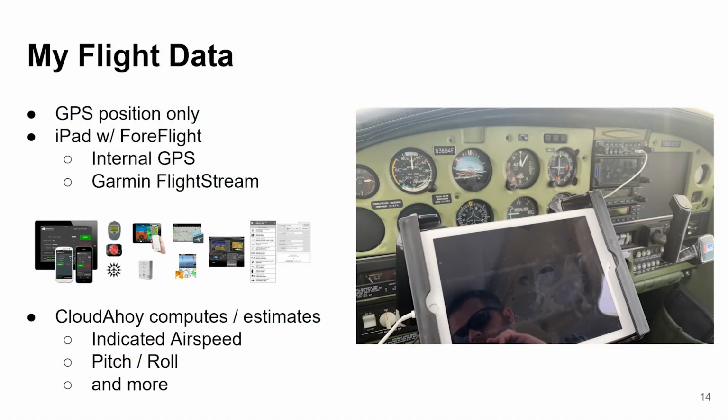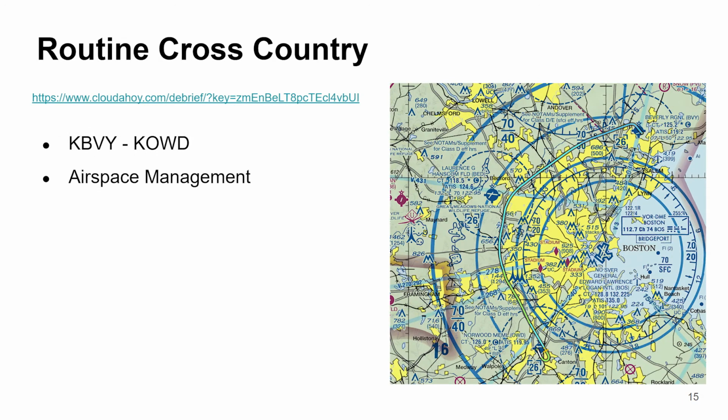All of the flights you've seen today were recorded using only GPS position data. I record my flights on a yoke-mounted iPad running ForeFlight. My GPS source is a combination of the internal GPS and Garmin's Flight Stream, depending on which aircraft I'm flying. When using only GPS data, CloudAhoy will compute and estimate parameters like the pilot's indicated airspeed, pitch, roll, and more. The last couple of flights have been flown specifically for currency and evaluated for proficiency.